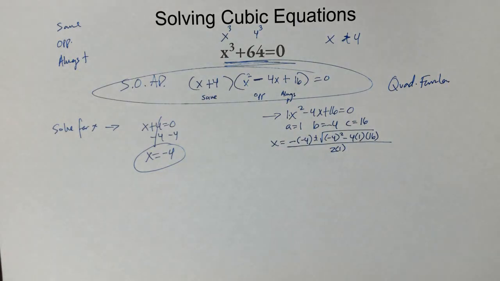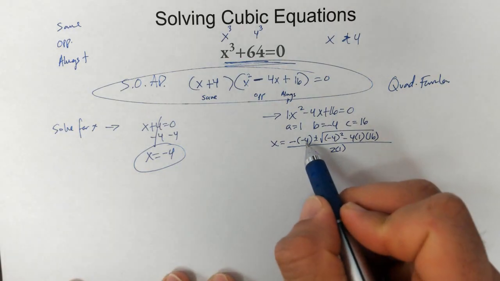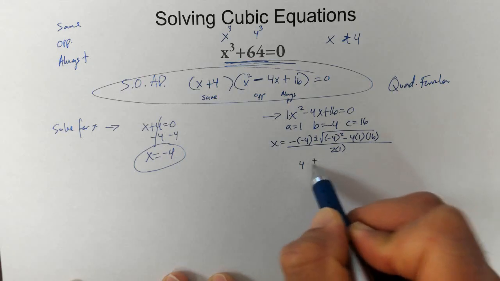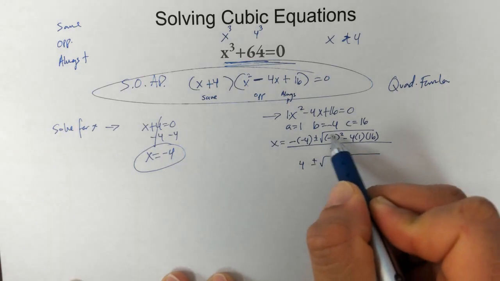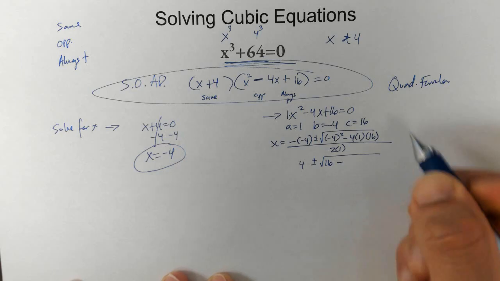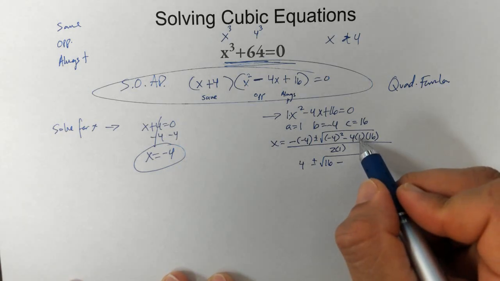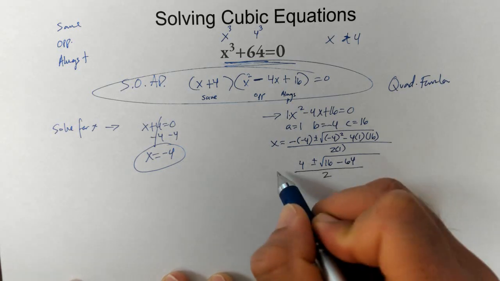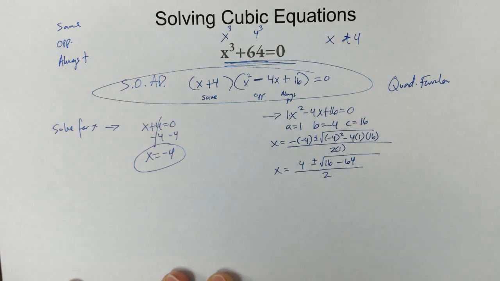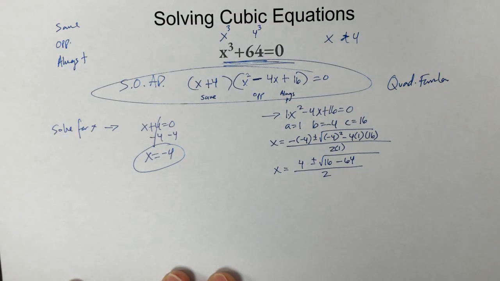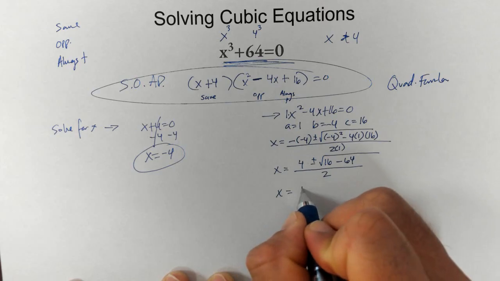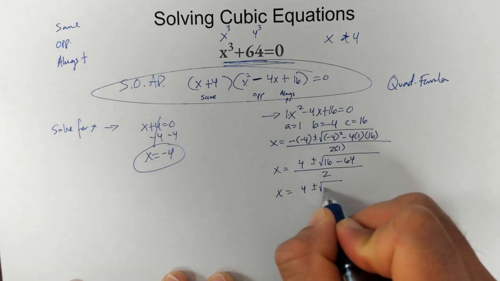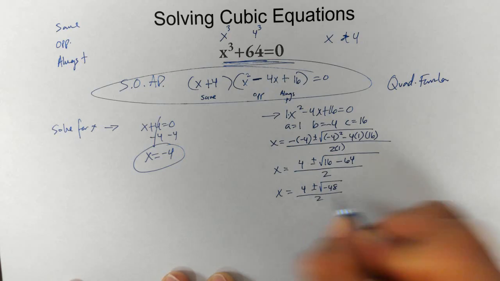Once you plug it into the quadratic formula, the idea here is that we simplify using PEMDAS. Negative times a negative becomes a positive. -4 times -4 is positive 16. 4 times 1 is 4. 4 times 16 is 64. And I can divide everything by 2. As I continue to simplify, we get x equals 4 plus or minus the square root of -48, divided by 2.